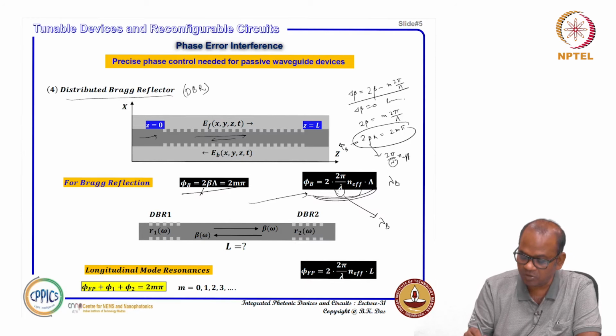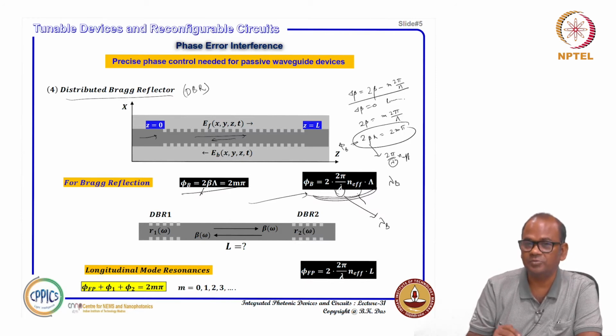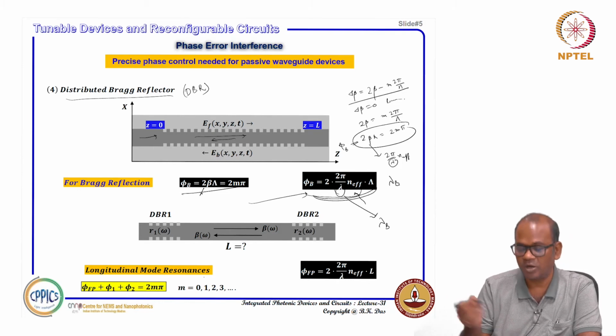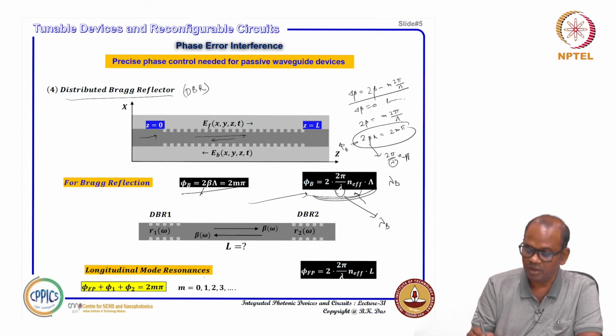If at any cost your n effective differs because of dimensional error, fabrication error, etc., coming due to process related errors, then you won't be able to see the desired lambda b Bragg reflection.